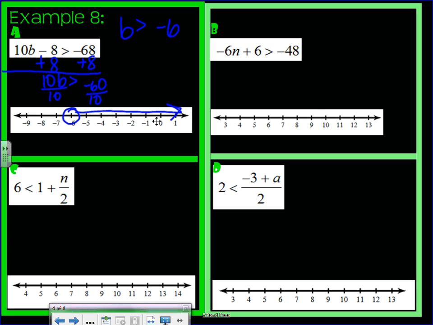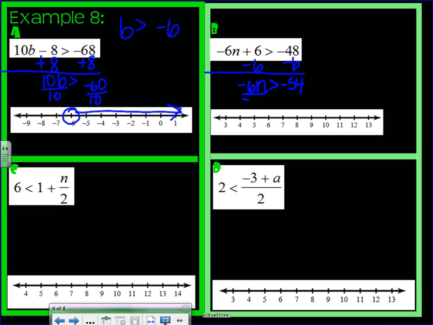So let's take a look. What if I plugged in 0? Is 0 greater than negative 6? Why, yes, it is. So I'm correct with my graph. All right, let's go on to example 8b. Again, I'm going to start by subtracting 6 from each side. So I'm left with negative 6n is greater than negative 54.